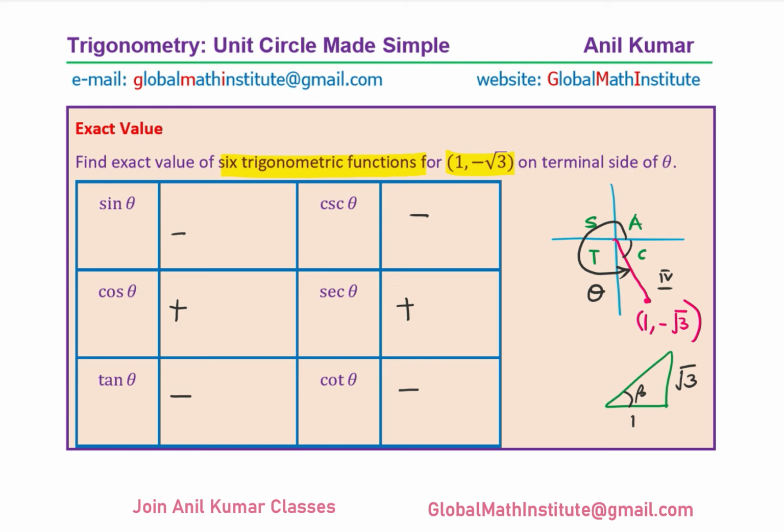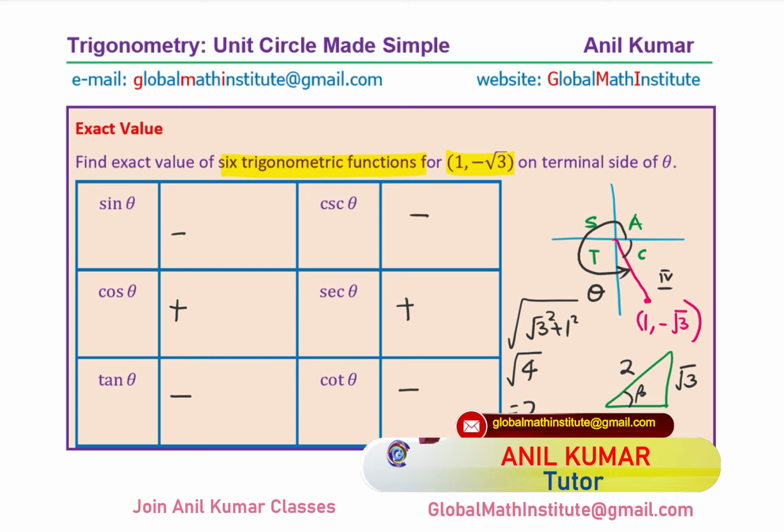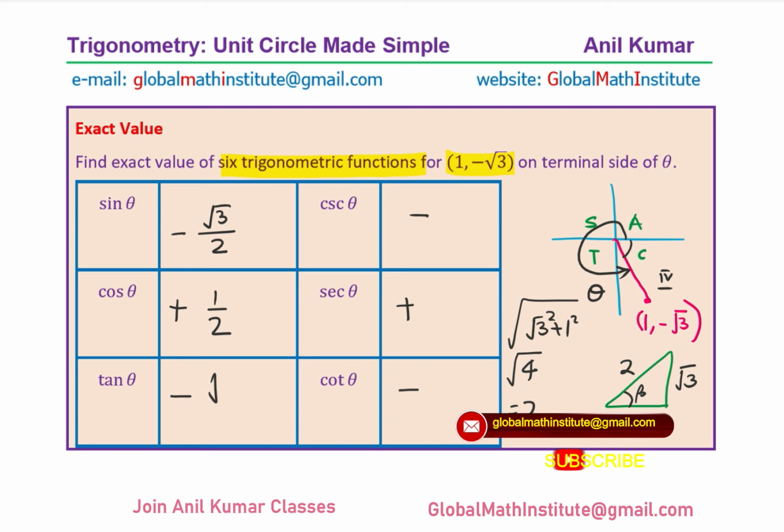So 1 is the base, the adjacent side. Square root 3 is the opposite side. What is going to be the hypotenuse? Well, the hypotenuse will be the square root of the square of square root 3 plus 1, right? Which is the square root of 4, and which is equal to 2. As you can see, this is a special triangle which is 30, 60, 90, right? Okay, now let's write down. Sine value is negative square root 3 over 2. Cos is positive one half and tan will be negative square root 3.